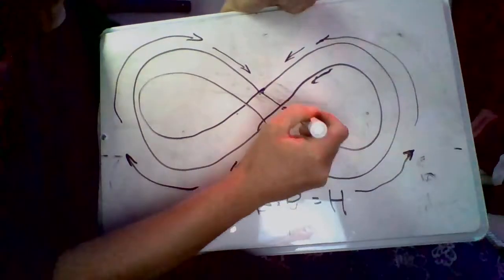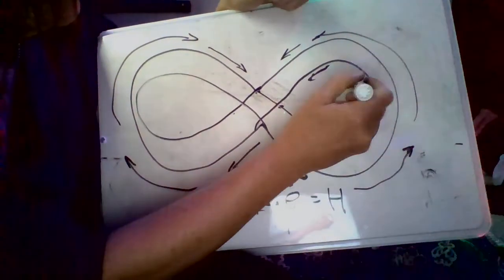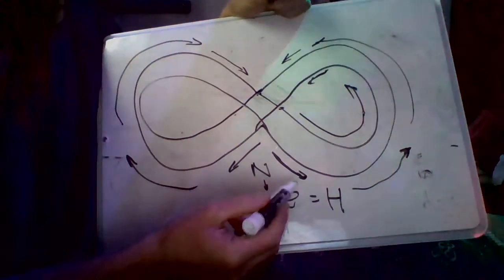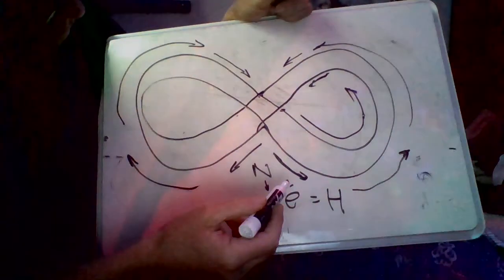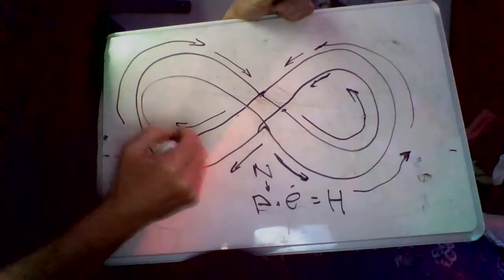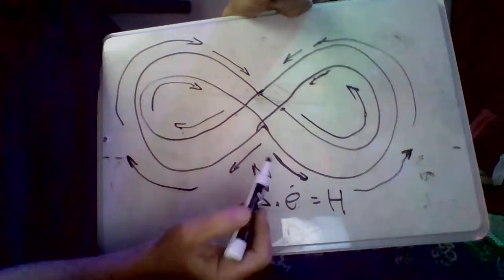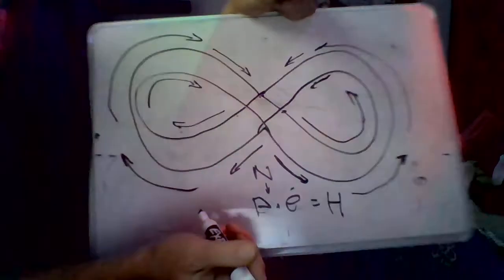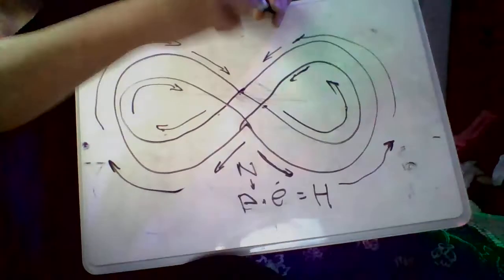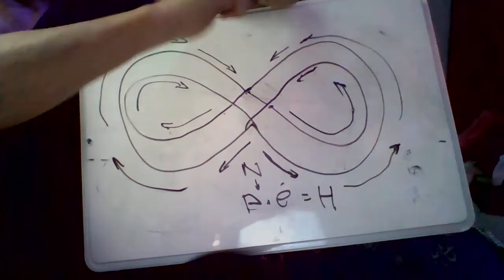So this goes down like this, this comes around like this. Okay, I know it's a little confusing. I wish I had colors. Better colors. Do I have colors? Not in dry erase.